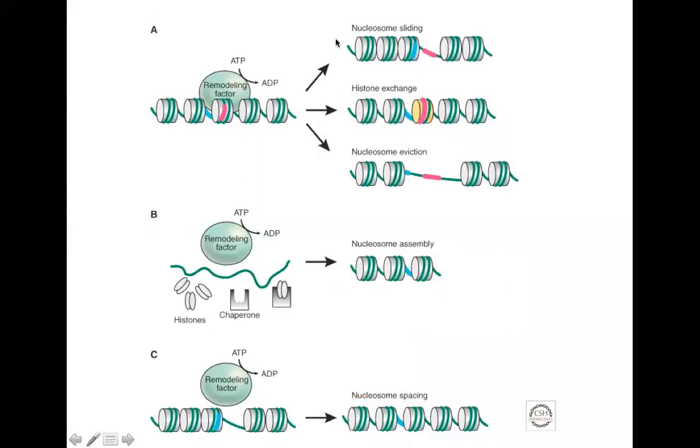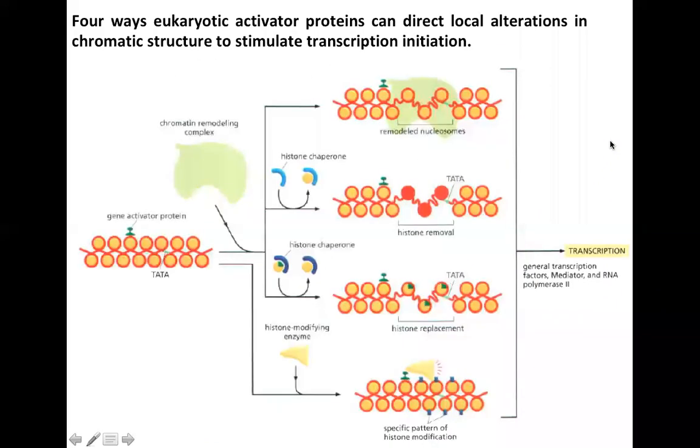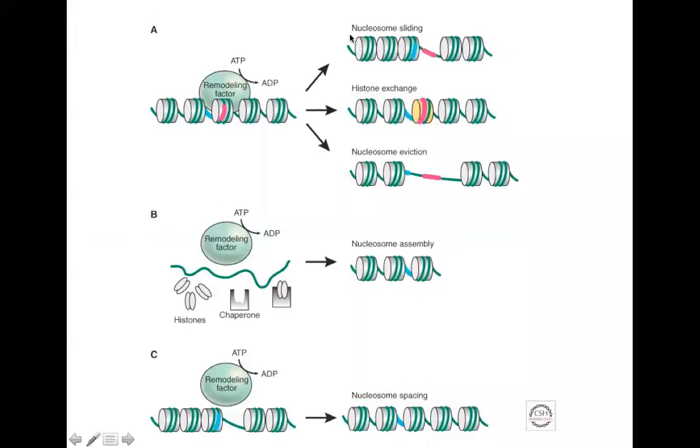What happens, for example, in A, what we see, these are the same three mechanisms. We are not talking about the histone modification. We are talking about the remodeling. So the first thing, we have studied this remodeling, that these remodeling complexes can carry out three different processes. They can do histone sliding or nucleosome sliding. They can carry out histone removal, and they can carry out histone replacement. So these are the same things: nucleosome sliding, histone exchange, and nucleosome eviction. Eviction means removal. So these are three mechanisms.